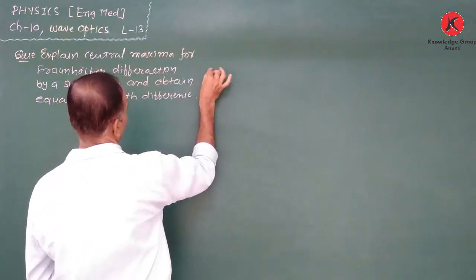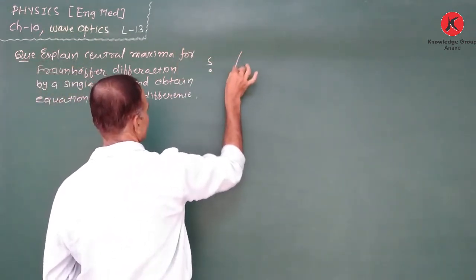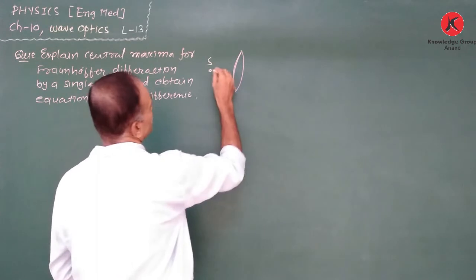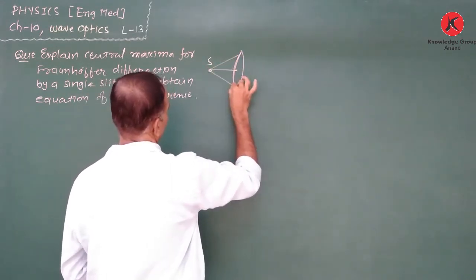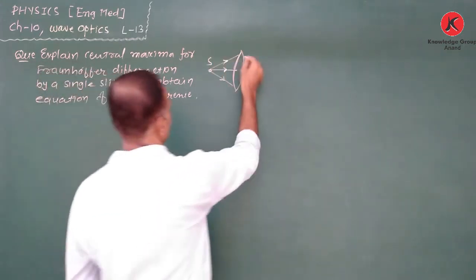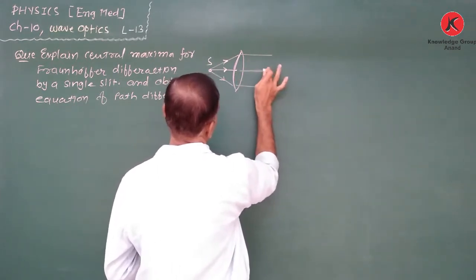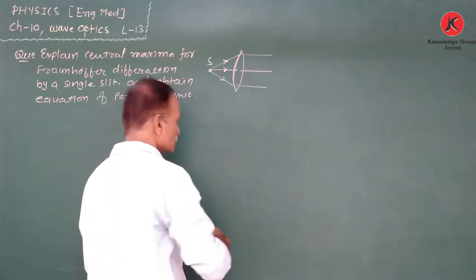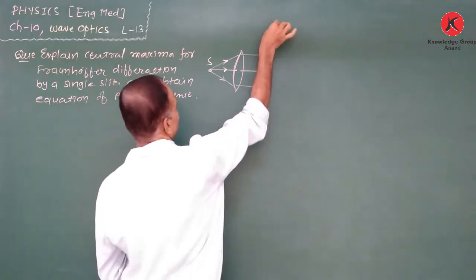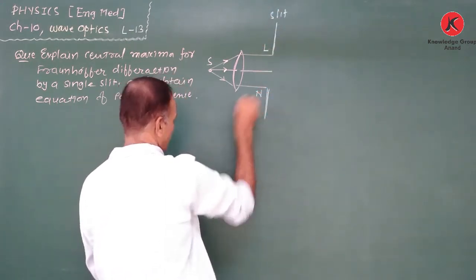A source of monochromatic light S is placed at the principal focus of a convex lens. The rays from the source are incident on the convex lens. After the refraction, these rays become parallel and are incident on a slit. There is the slit LN, and its midpoint is our point M.